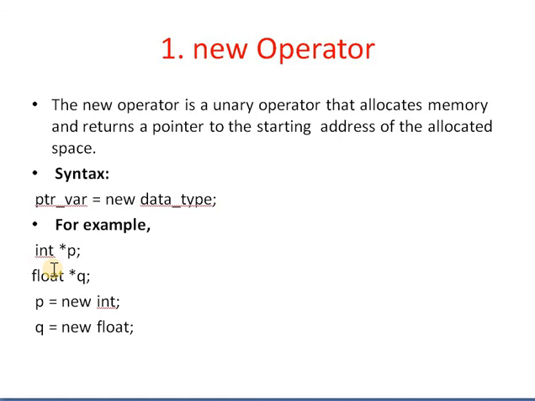Let us see. Here p and q are pointer variables that are defined with their particular data types. And here, by using the new operator, p and q allocate the memory at runtime, means dynamically. This is all about the new operator.